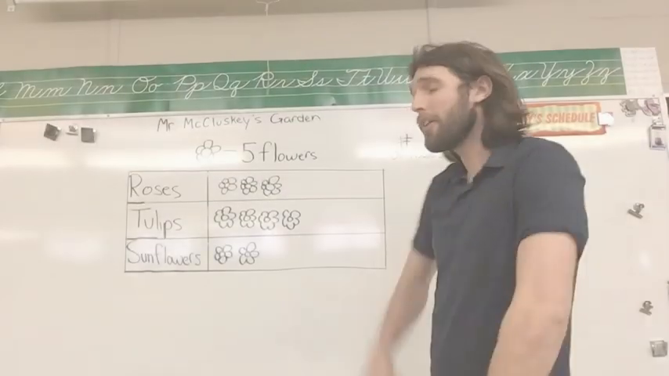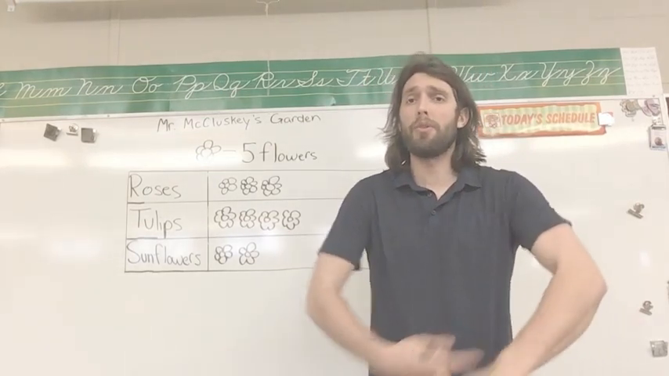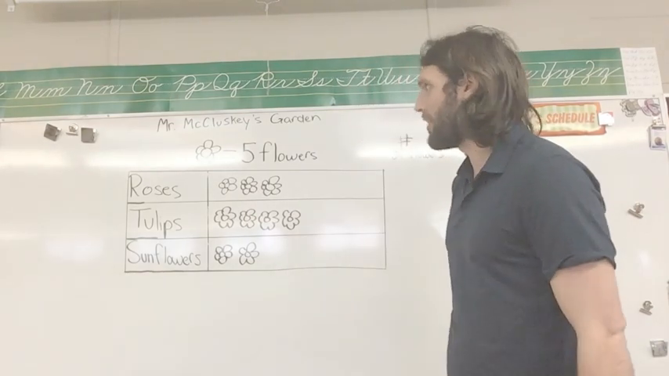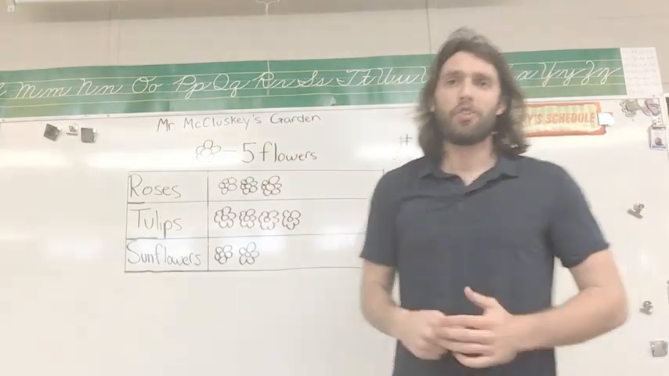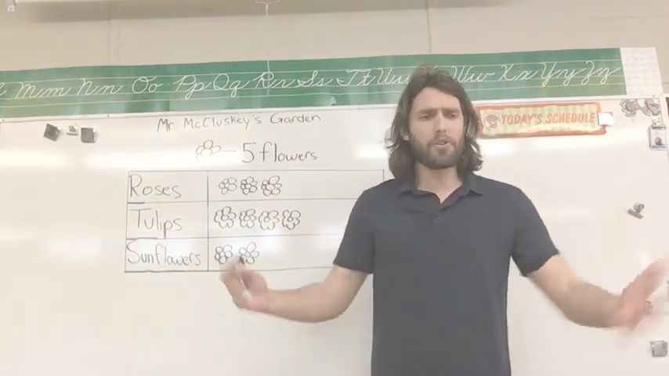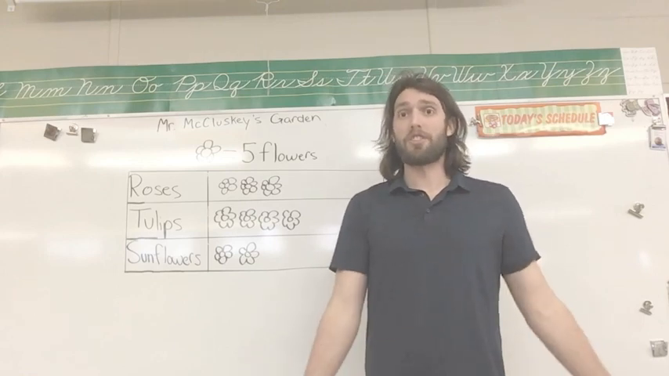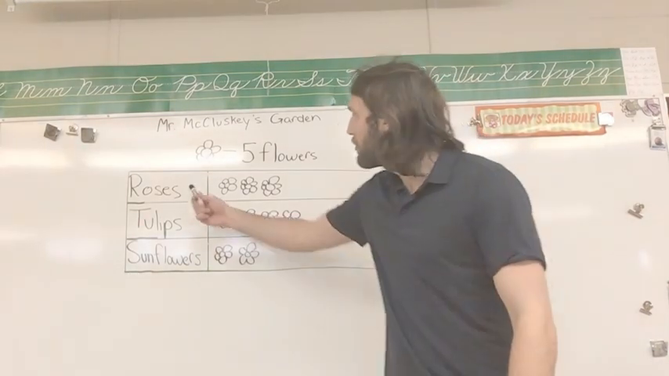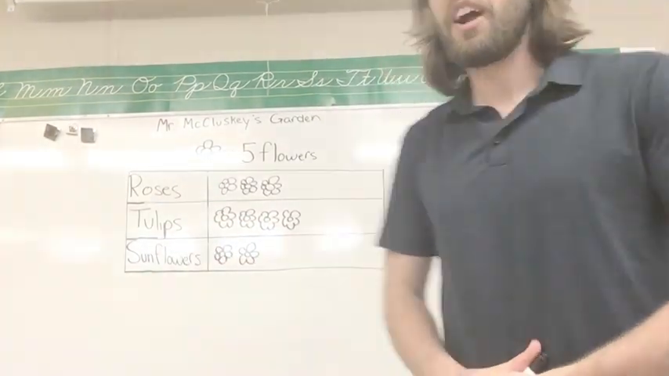Okay, so now we are going to use that example of the fruits, the apple, the pear, and the peach, and we're going to translate that into flowers. So we have a graph here, right? We're looking at Mr. McCluskey's garden. When I was young, we used to have a huge garden in my house, and we would grow a bunch of flowers, right? And we'd grow a bunch of vegetables as well. So you may be asking, oh, what kind of flowers did you grow? So we grew roses, tulips, and sunflowers, and there was quite a few of them, right?